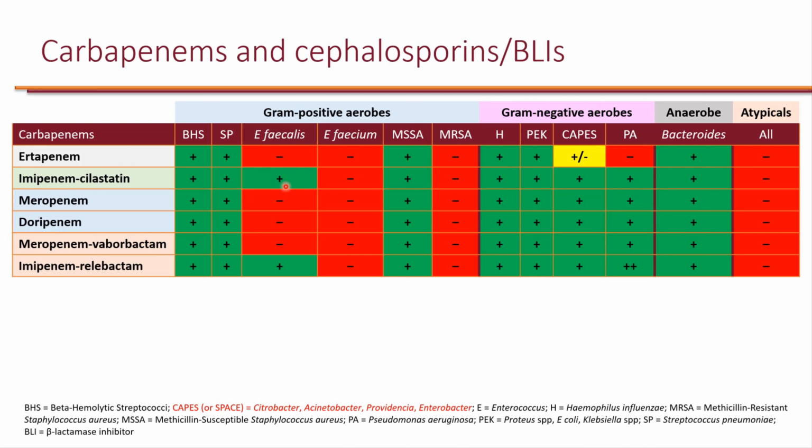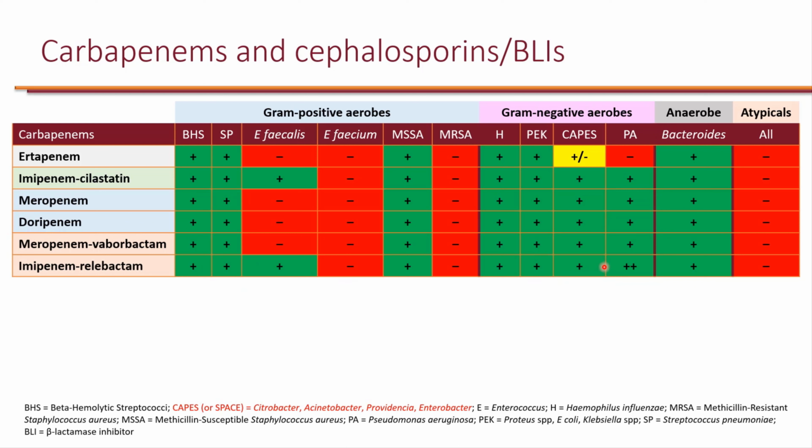It's also active against E. faecalis. With meropenem and doripenem, pretty much identical to imipenem, with the exception of E. faecalis. They are not active against E. faecalis. Now, more recently, we have added beta-lactamase inhibitors to meropenem and imipenem to overcome some of the carbapenemases that are made by Enterobacterales.